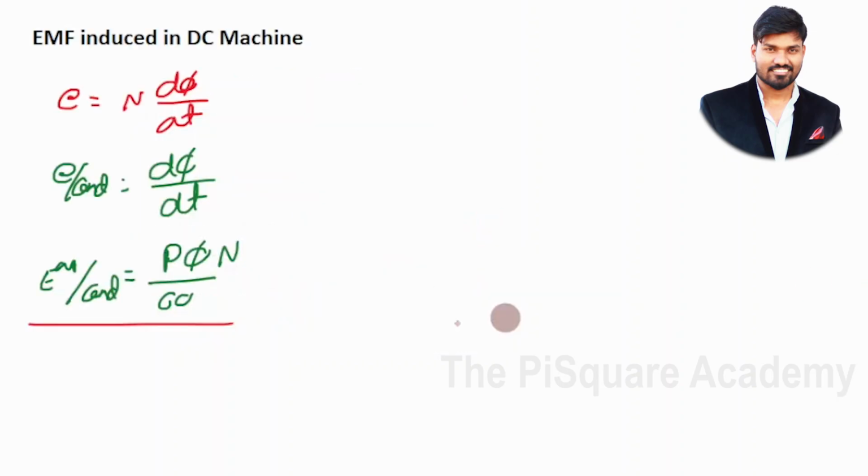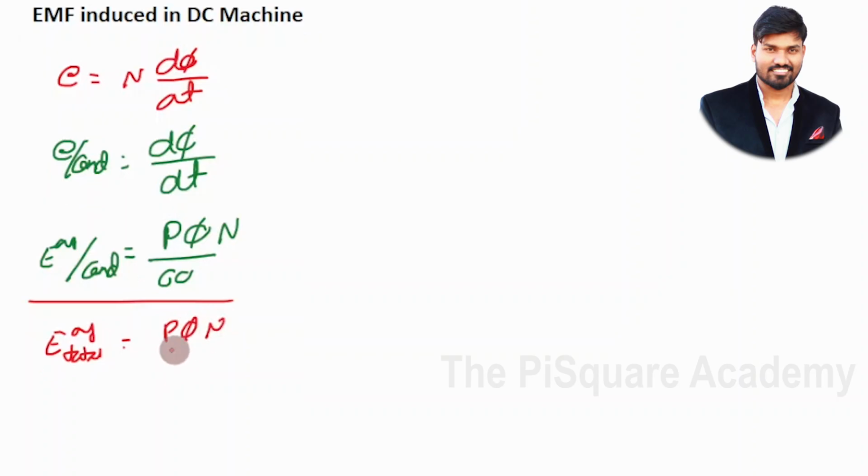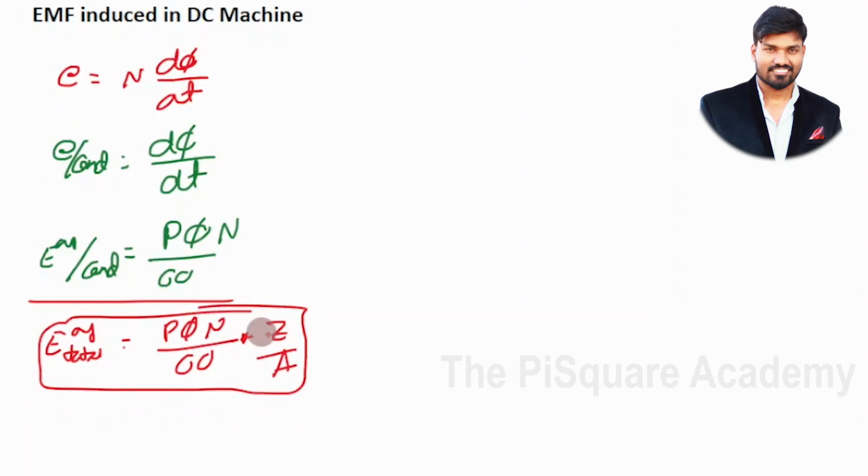Now let me put that over here. I want the total induced EMF average value: P phi N by 60 into Z by A. This is the induced EMF formula. You can also say phi Z N P by 60A. Both are the same. And this is the induced EMF for a DC generator. If it is a generator, it is Eg. If it is a DC motor, we call it back EMF Eb. So basically it is the induced EMF of a DC machine.